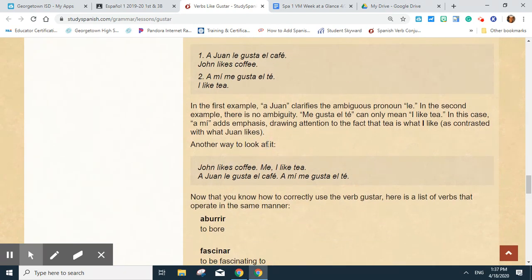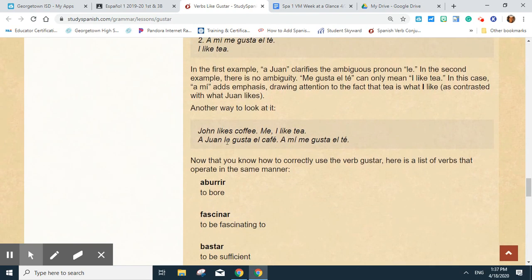Another way to look at this is: John likes coffee. Me, I like tea. A Juan le gusta el café. A mí me gusta el té.